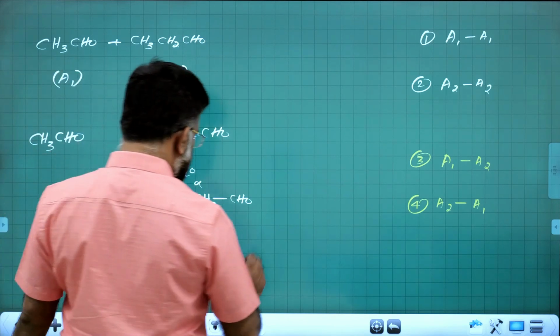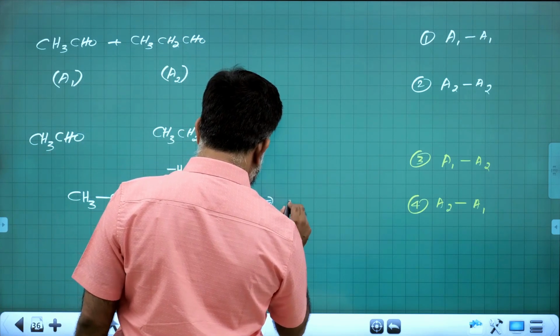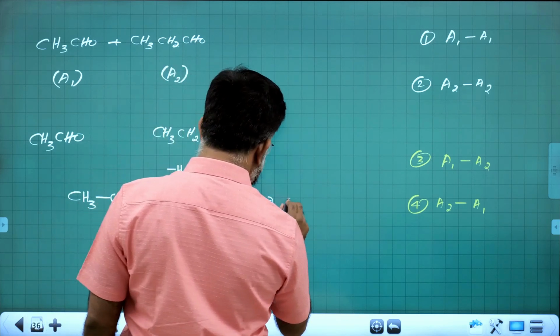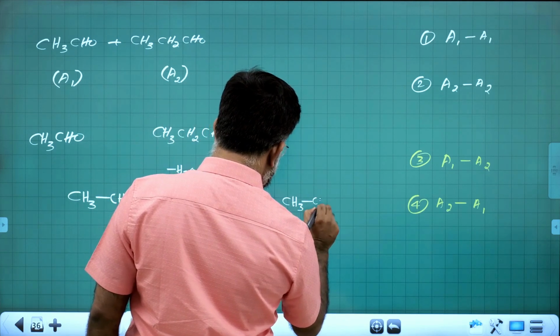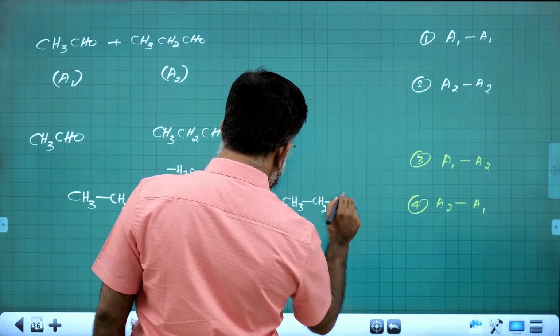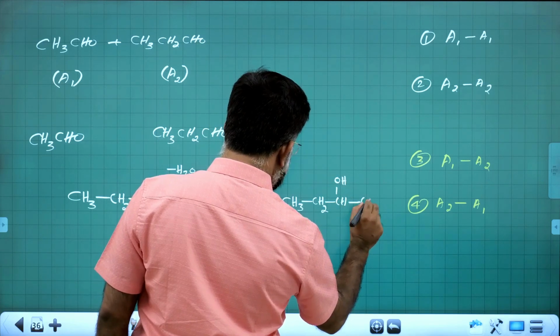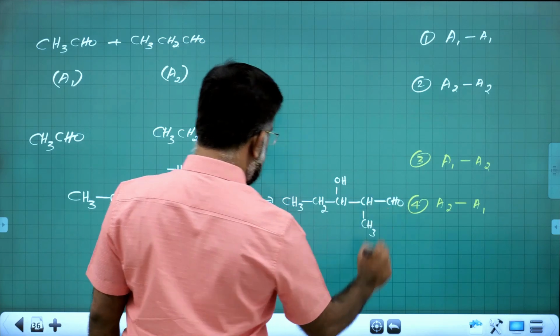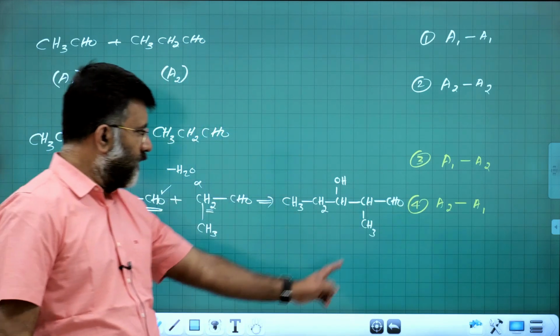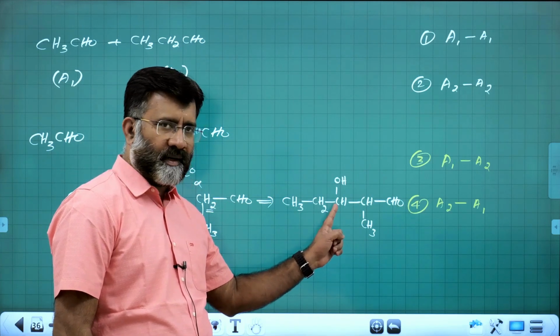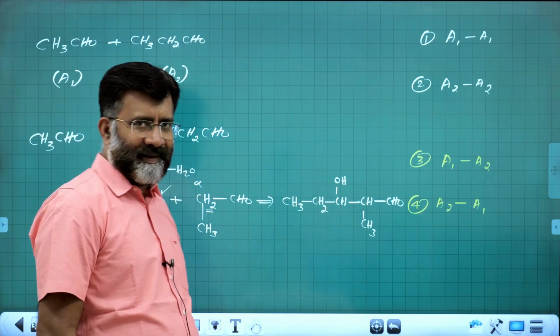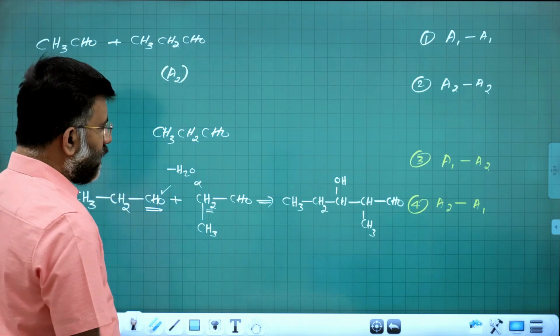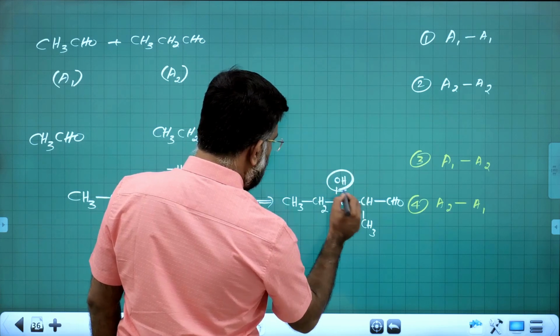And in fact, the aldol product will be like this: CH3, CH2, CHOH, CH, CH3, CHO. That will be the aldol product. Functional group: alpha carbon, beta hydroxy aldehyde. Isn't it? Now the dehydration product will be OH gone and H gone.